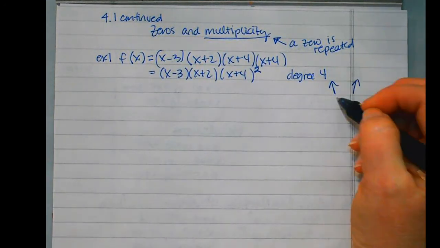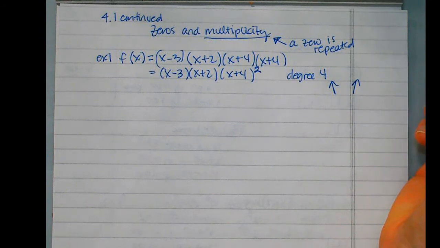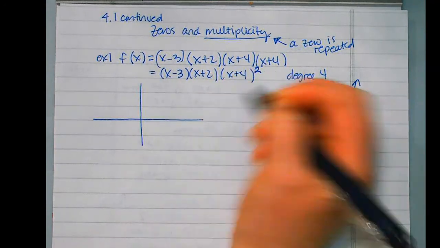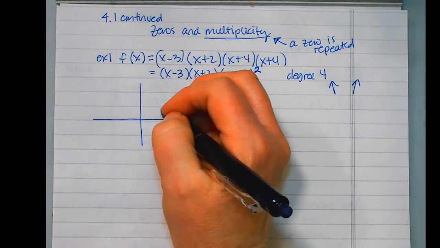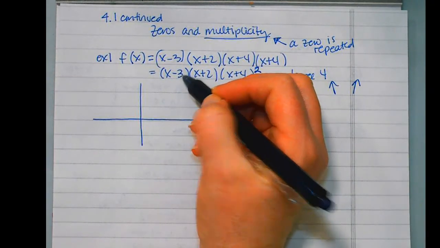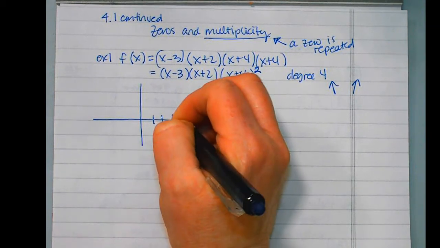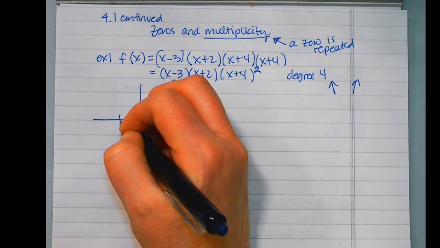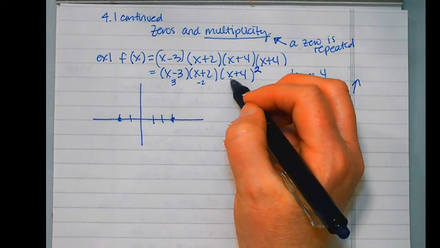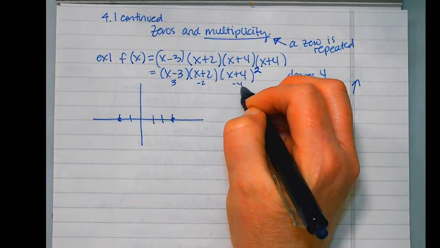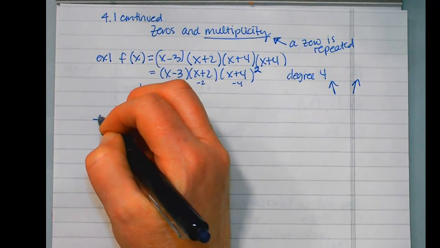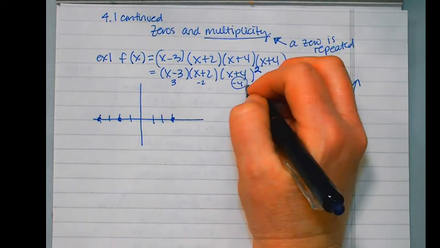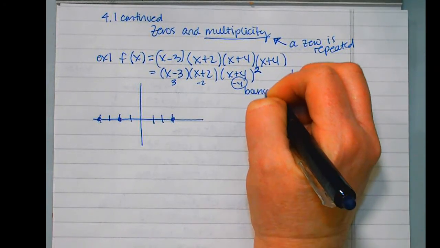So what happens in the middle since I've changed that? That's the thing that happens with multiplicity: you go and evaluate the zeros differently. I still have a 0 at positive 3. So this one's 3. This one's negative 2. And this one is negative 4. But something special happens at negative 4. It bounces.